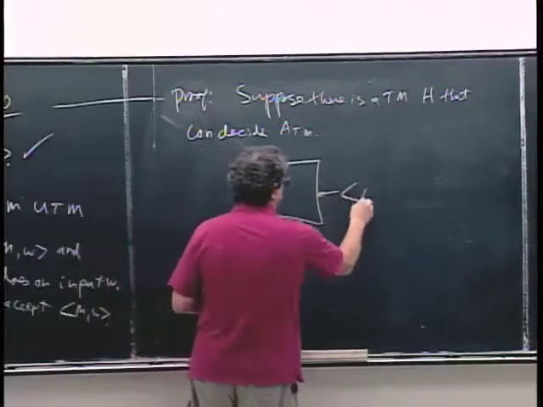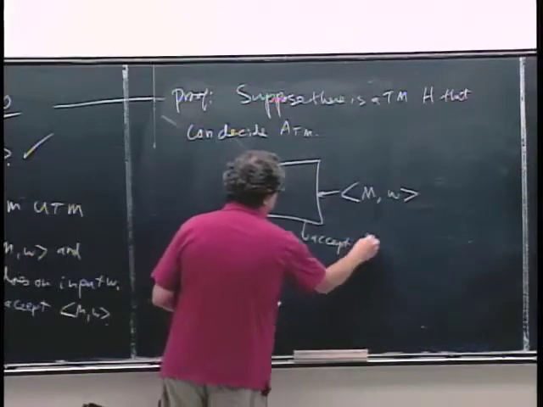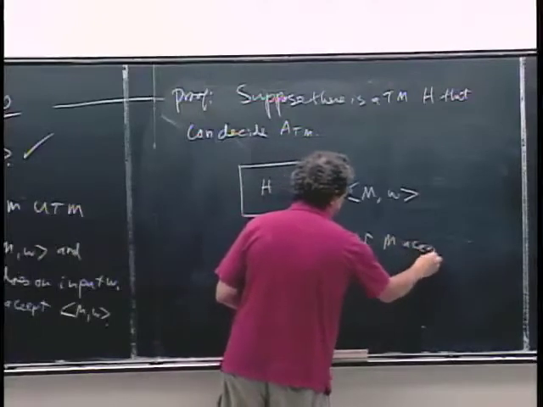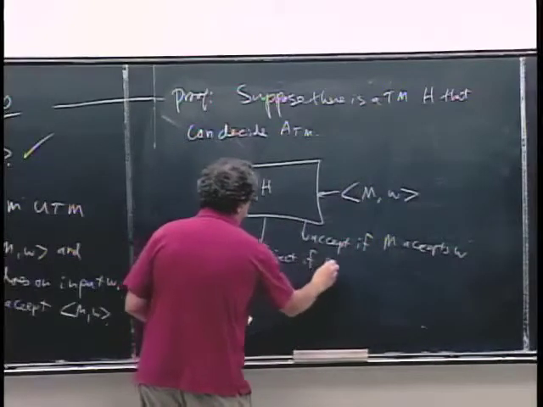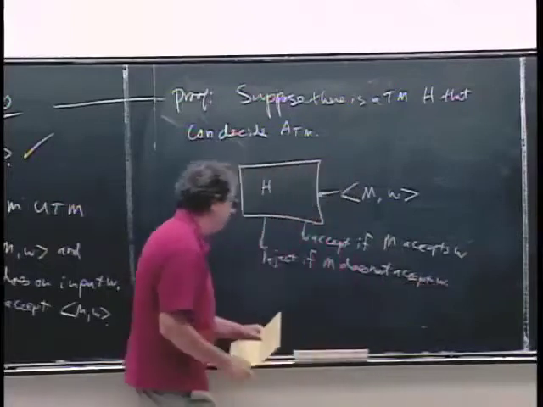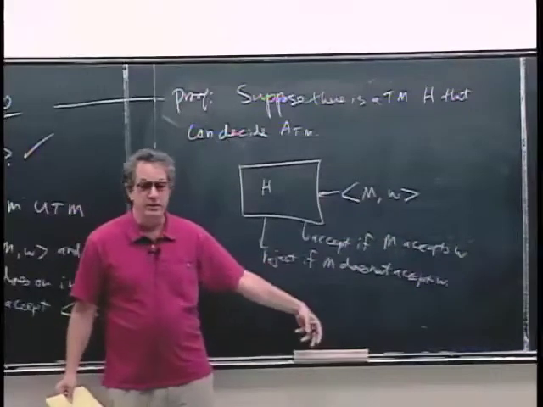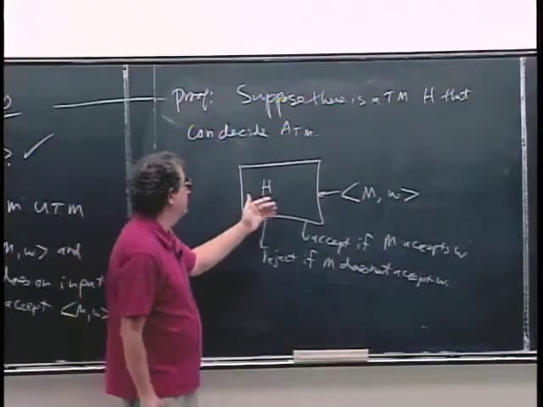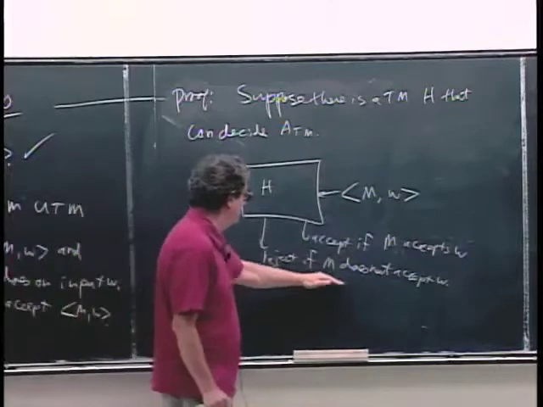H takes in a description of a Turing machine and some input, and it will accept if M accepts W, and it will reject if M does not accept W. Okay? So M does not accept W. That means either M rejects W or M goes forever on input W. So, because the question over here, the language is that M is a Turing machine that accepts W. So we want to say yes or no, accept or reject this input. So accept if M accepts W and reject if M doesn't accept W.